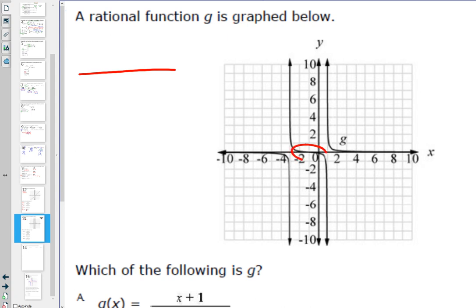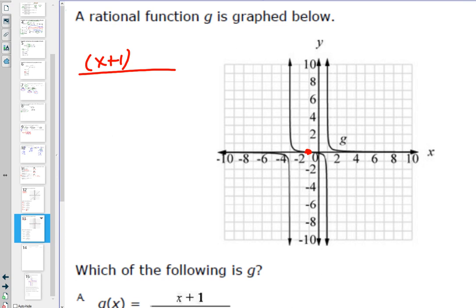Even though here we are crossing the x-axis, horizontal asymptotes can be reached. They can be crossed, and if they do, it usually happens in the middle. Not always, but usually. I can't tell for sure where that's crossing, but it looks like it's crossing at -1. So I can expect to see an x+1 up here. We are touching the x-axis, looks like somewhere around there.